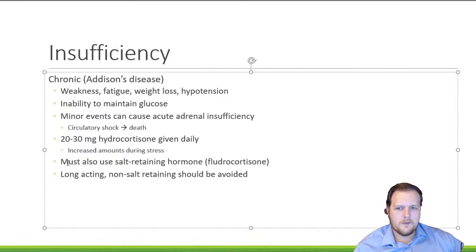We often will also give them a salt-retaining hormone called fludrocortisone. This is a hormone that only has mineralocorticoid effects, so it really acts as a replacement for things like aldosterone. It can help maintain their blood pressure better by holding on to salt and water, which is very handy.